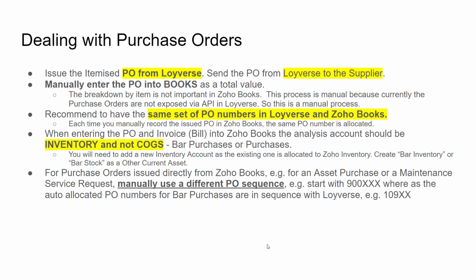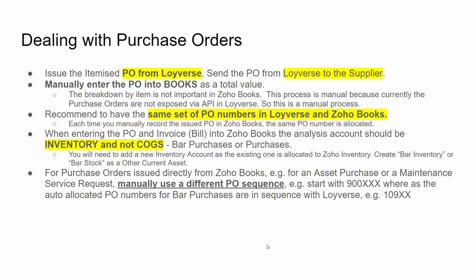Point 3, we recommend having the same set of purchase order numbers in Loyverse and Zoho Books. Each time you manually record the issued PO in Zoho Books, the same PO number is allocated. This is easy to do and makes a lot of sense, and then there's no confusion when you're referencing a particular purchase order number. It's quite clear whether you're looking in Zoho Books or Loyverse.